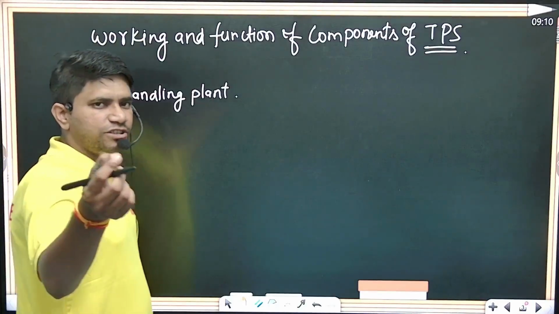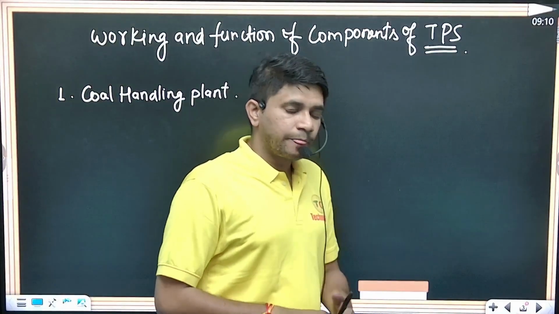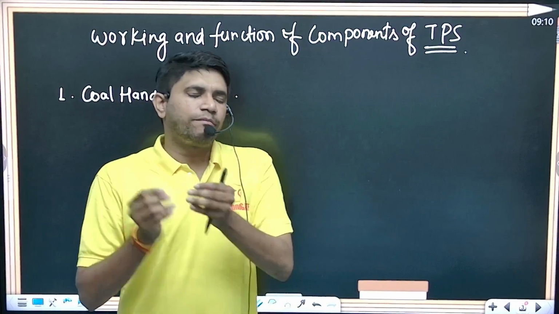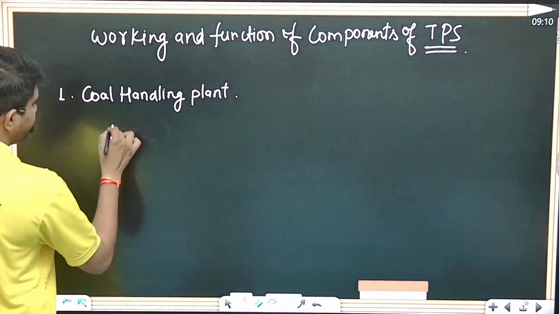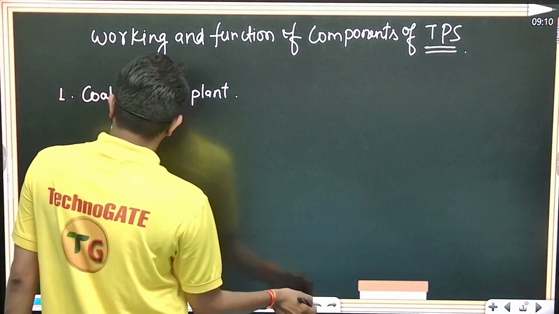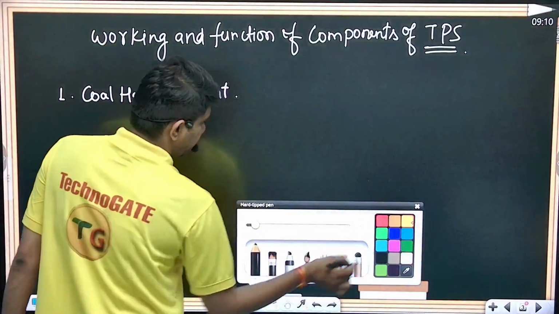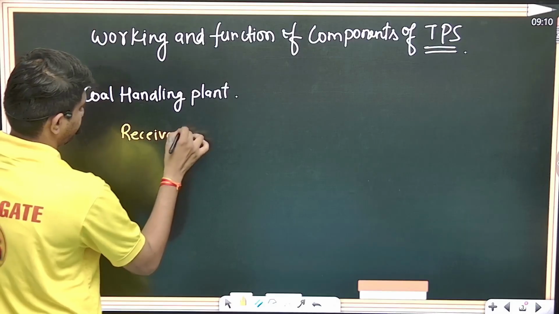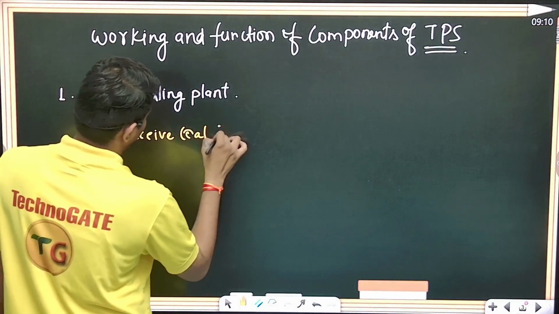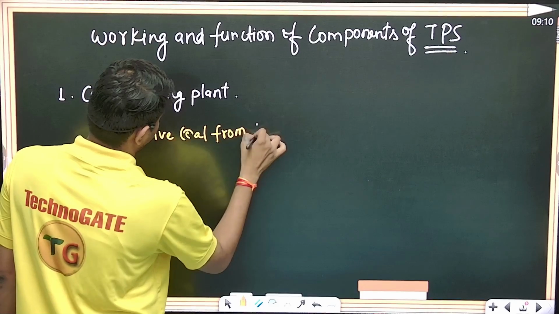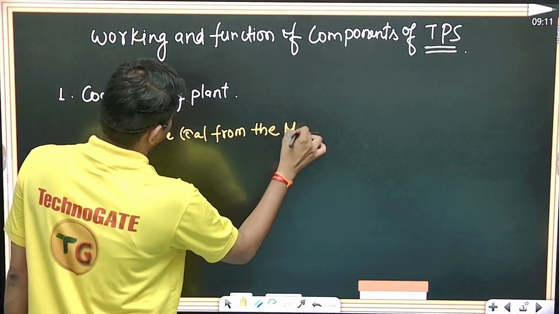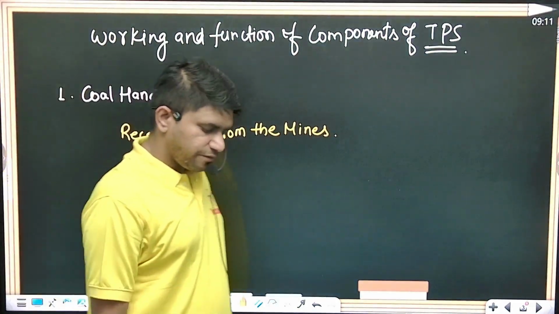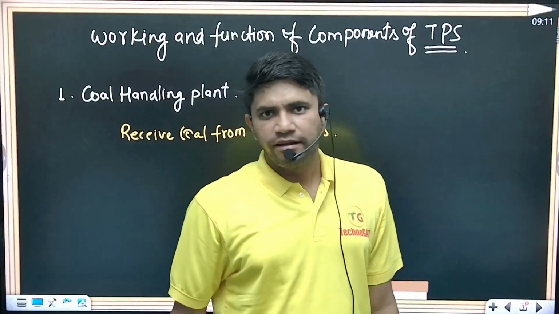So what is the function of a coal handling plant? Number one function, it will receive the coal from the mines.